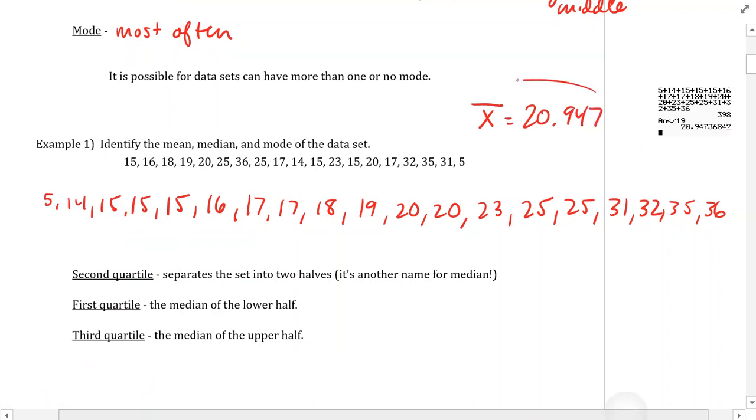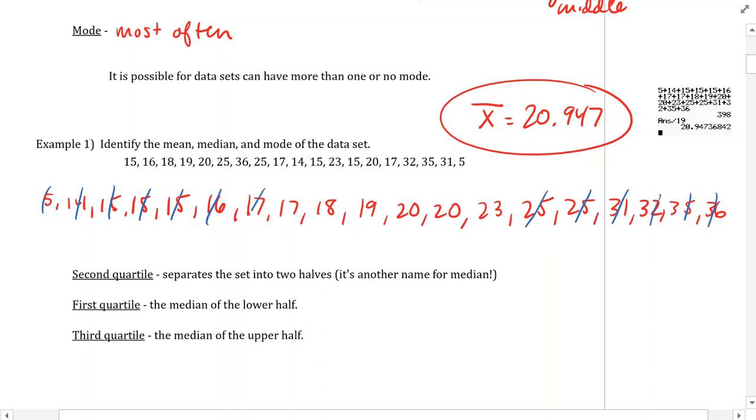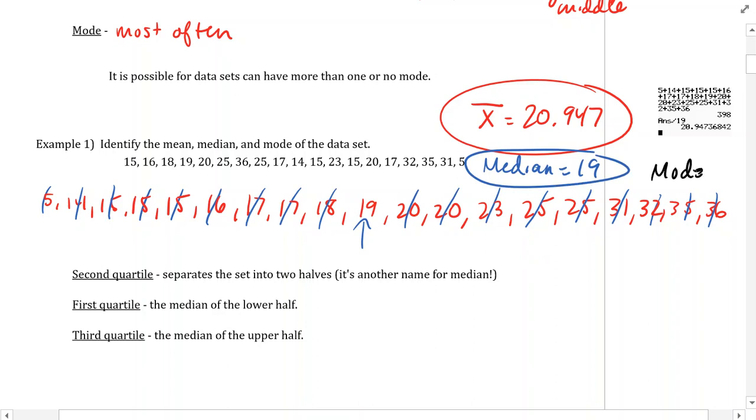So I'm going to round to 3 decimal places. A lot of times when you did median in the past, you would just kind of cross them off. Anybody do this when you did stats? One at a time once they're in order. And then you can see my median is 19. And then my mode here is 15 because there were 3 of them. Now, some other things that we might not know are our first quartile and our third quartile.